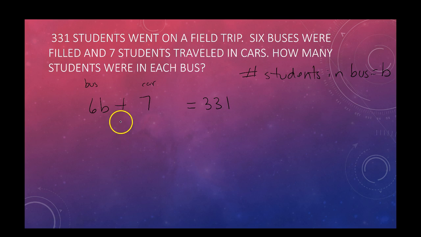Okay, now let's go ahead and solve it. So subtract the 7, get 6 buses equals 324, divide by the coefficient of 6. You get 54 buses.